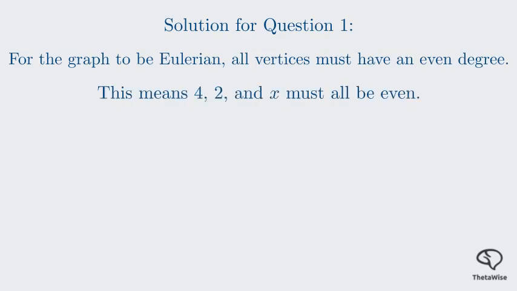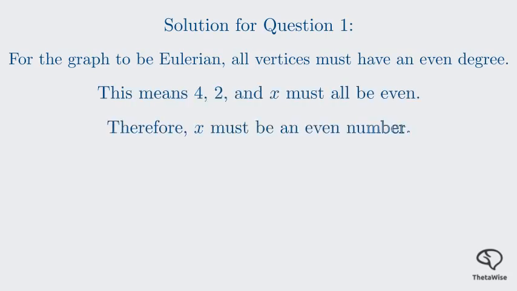Welcome back. Let's go through the solutions together. Solution for question 1. For the graph to be Eulerian, all vertices must have an even degree. This means 4, 2, and x must all be even. Therefore, x must be an even number.